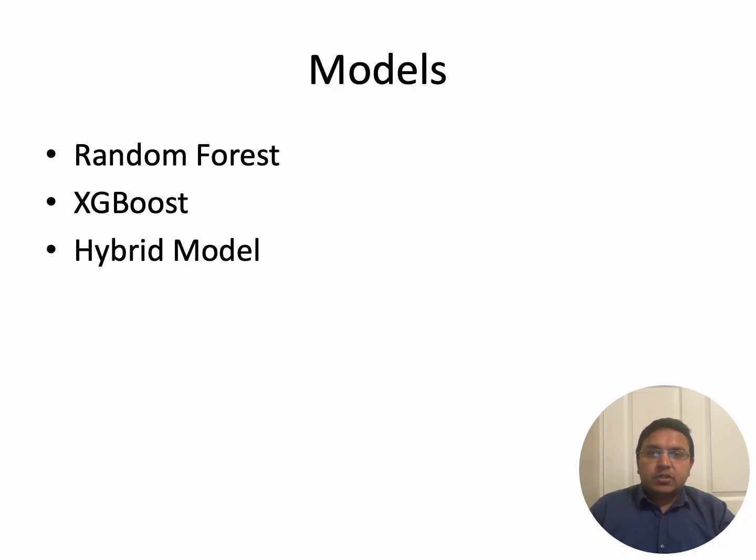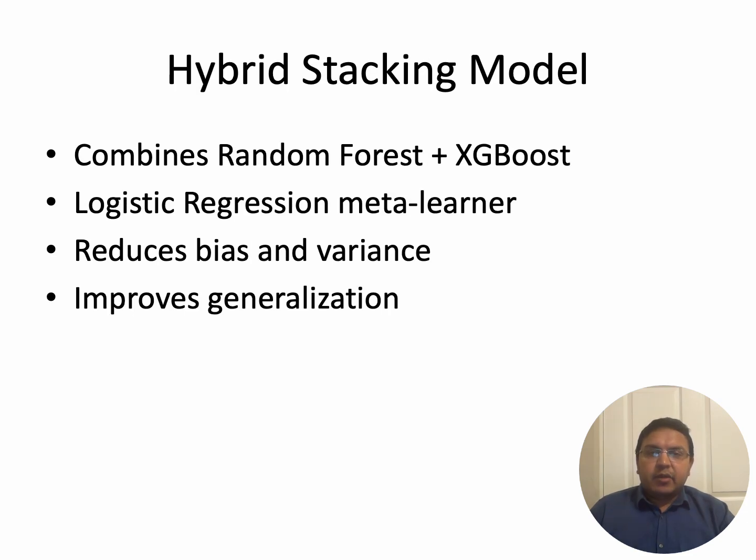XGBoost is generally more sensitive to hyperparameters than random forest, but often achieves better precision on difficult classification tasks. So these two individual models serve as my baselines. The third model, my main contribution, builds on both. The hybrid stacking model is the core innovation of my research. Stacking is a meta-learning technique where I use multiple base models, in this case random forest and XGBoost, and feed their output predictions into a second-level model called the meta learner.